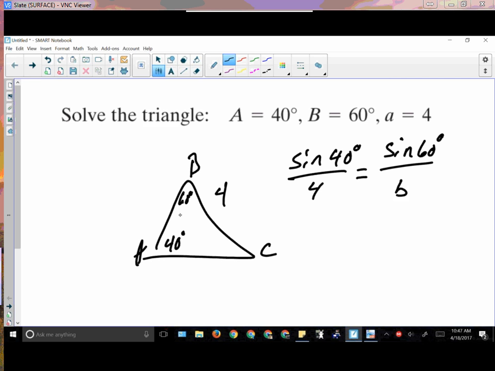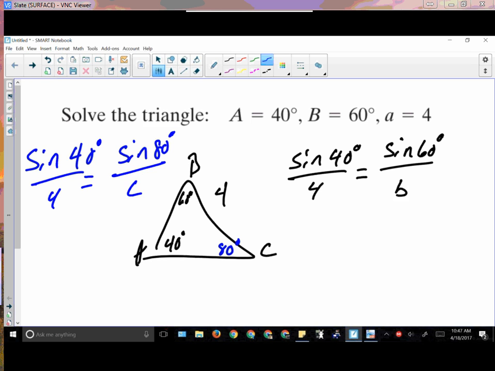Now, we know that these two add up to 100 degrees, so that means that C down here is 80. Would you agree with that? So that also means that I can use that the sine of 40 degrees over 4 would be equal to the sine of 80 degrees over C. Now, I'll caution you here. You'll notice that I used the sine of 40 in both of these. That was information that I was given.